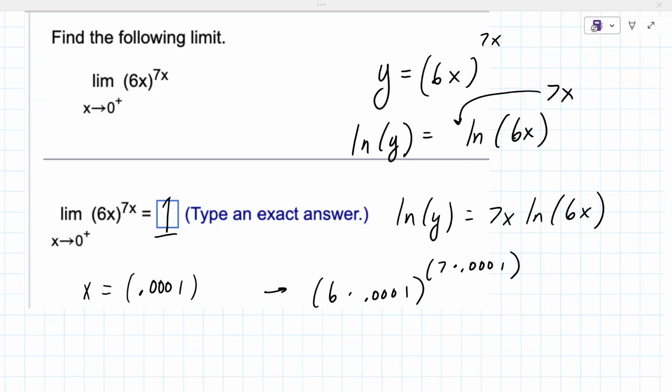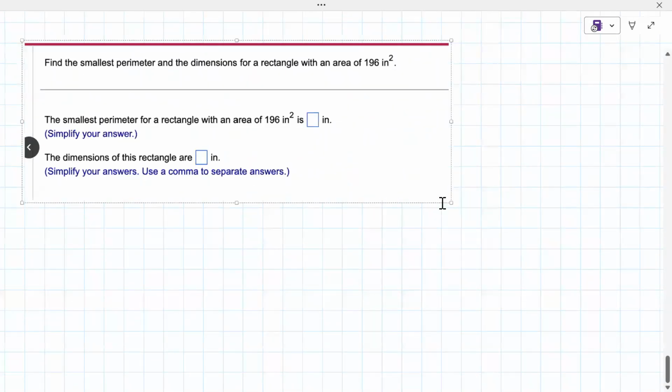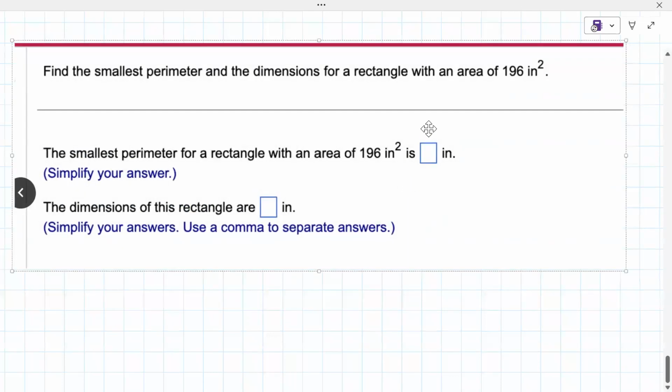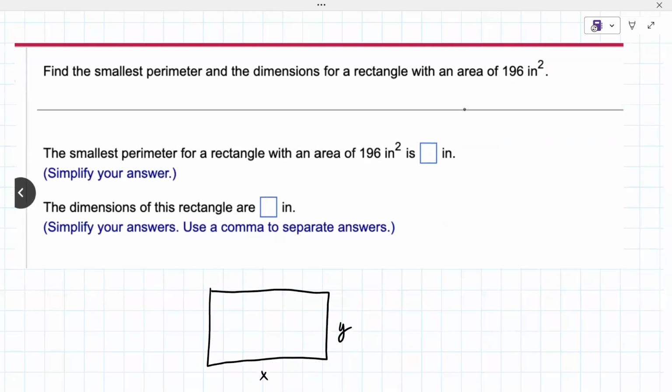All right, let's keep going here. We're on to some different style of problems. I think these are the most difficult. These are your optimization problems. There's a few shortcuts, but we'll try to address those after this. It says find the smallest perimeter and the dimensions for a rectangle with an area of 196 inches square. So here's your rectangle. And we're going to use X and Y, just like we've been doing the whole course. The area, which is X times Y, is 196.